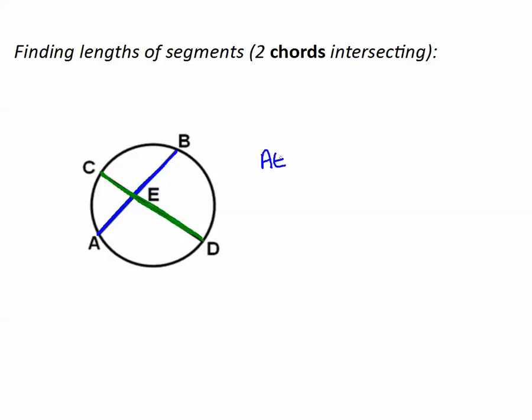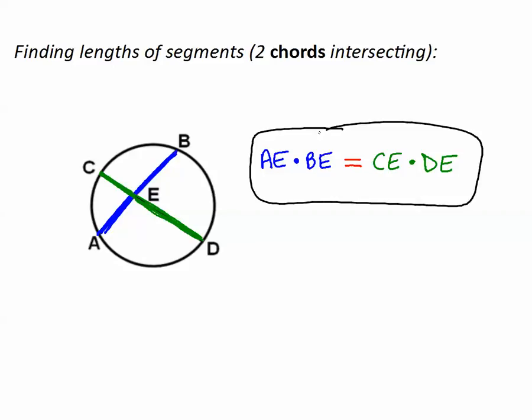AE, segment AE from A to E, times segment BE, so the other piece of this chord. So this part and this part multiplied to each other will equal, from the other chord, this part from C to E multiplied by this part from D to E. Ultimately, you want to have this formula memorized and know how to use it. So let's highlight it, star it, do something that's going to make it stand out to you so that you remember, yeah, we need to memorize this formula.